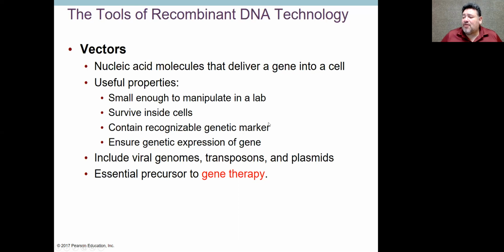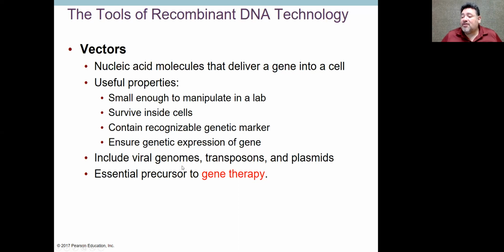We might want it to contain a genetic marker. What does that mean? It has a genetic marker so that we can use a complementary probe and find out if the sequence was assimilated by the host, okay? And finally, we want it to be incorporated into the genome in such a way that it actually does its job, which is to express the protein, okay?